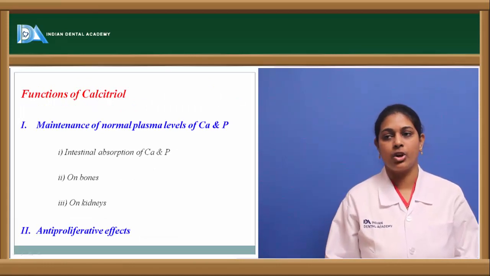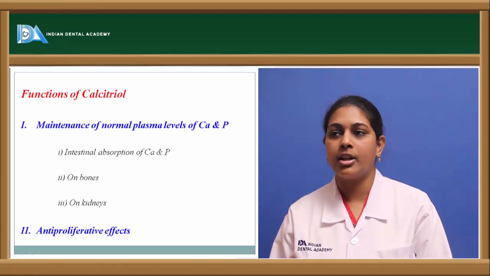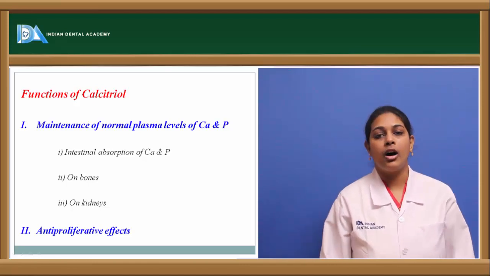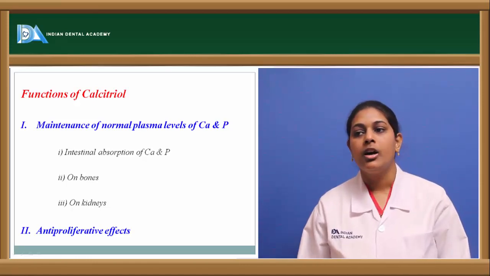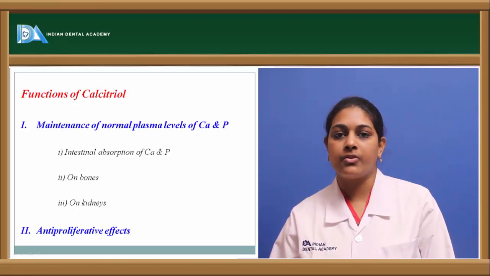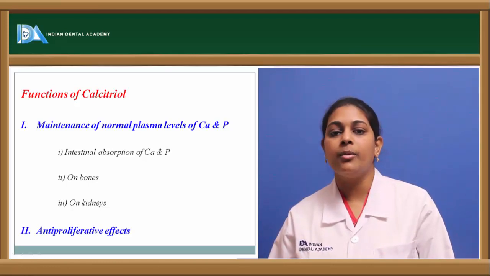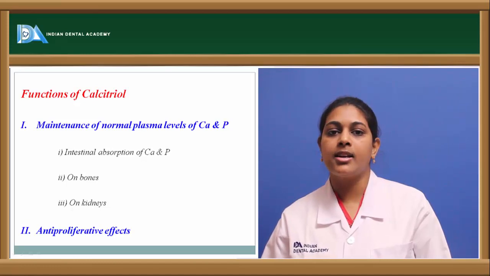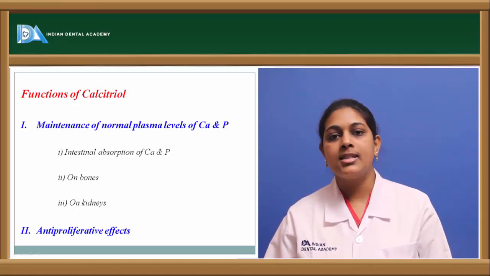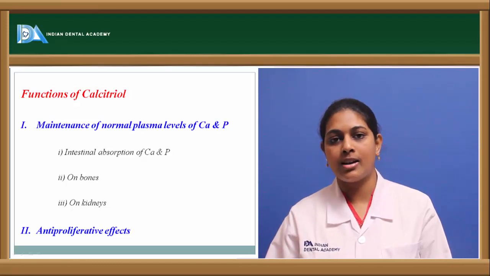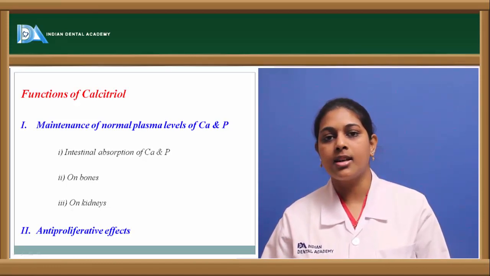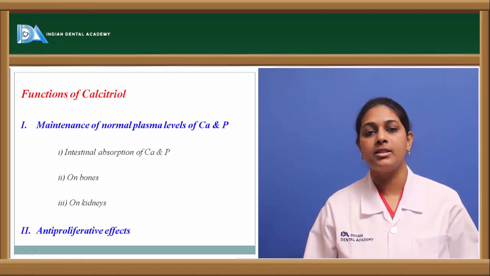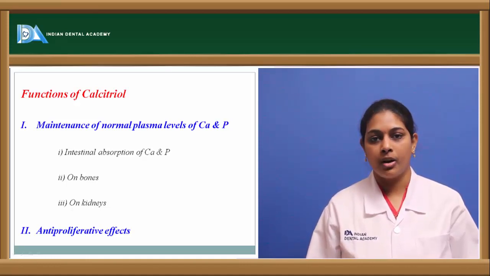Coming to the functions of calcitriol, mainly vitamin D helps in maintenance of the blood plasma calcium as well as the phosphorus levels. Vitamin D helps in intestinal absorption of calcium and phosphorus and helps in maintaining these minerals in the blood. It also has an effect on bones, that is, it helps in mineralization of the bone, whereas in conditions such as hypocalcemia, vitamin D absorbs calcium from the bone and releases it into the blood plasma, thereby compensating the levels of calcium and phosphorus in the blood.